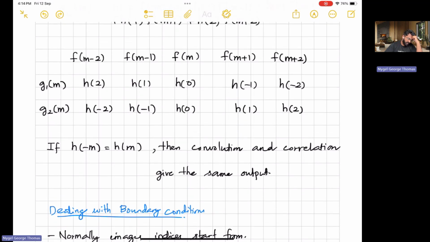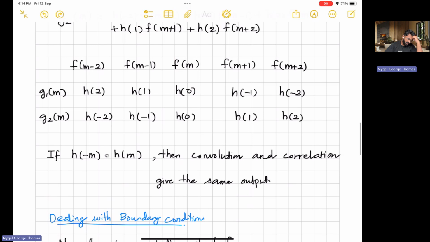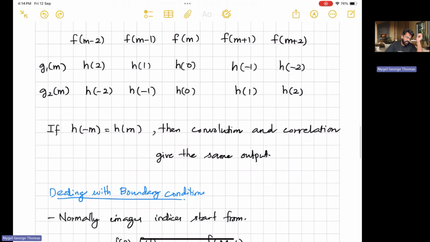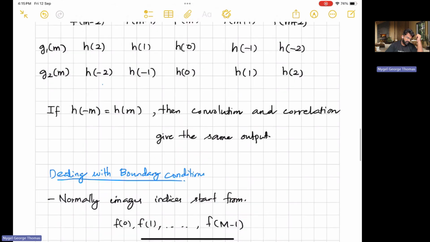Let's look at this in a more tabular form. Suppose we had values f of m minus 2, f of m minus 1, f of m plus 1, f of m plus 2. In convolution, with f of m minus 2, we are multiplying h of 2, and with f of m plus 2, we are multiplying h of minus 2, and all the terms in between. But with correlation, with f of m minus 2, we multiply h of minus 2, with f of m minus 1, we multiply h of minus 1, etc., and f of m plus 2 multiplies h of 2.